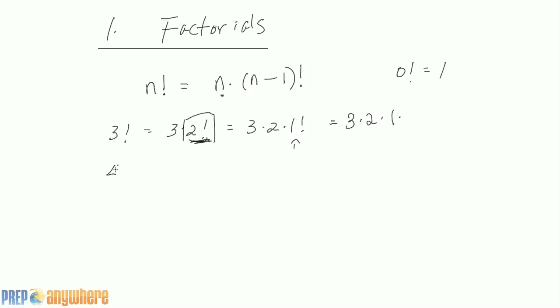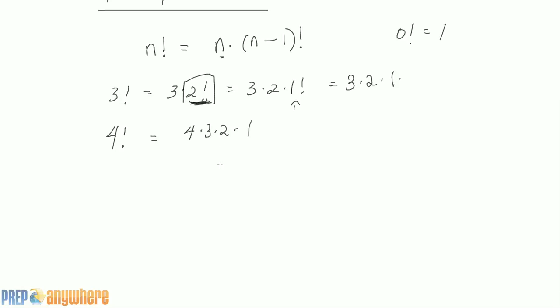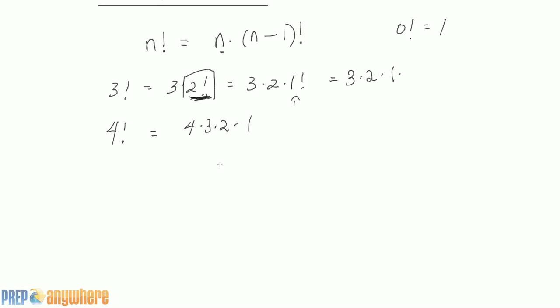The pattern will continue. 4 factorial means 4 times 3 times 2 times 1. So these are large numbers. They can get large really quick. If I put 10 factorial, it's going to be a huge number. Okay, so here's the example.